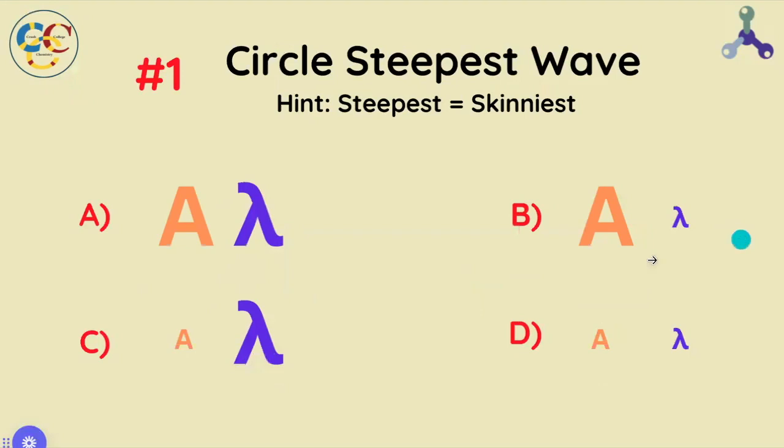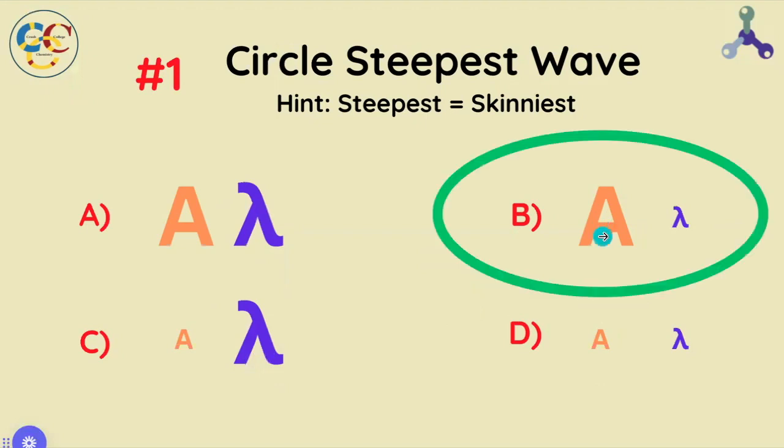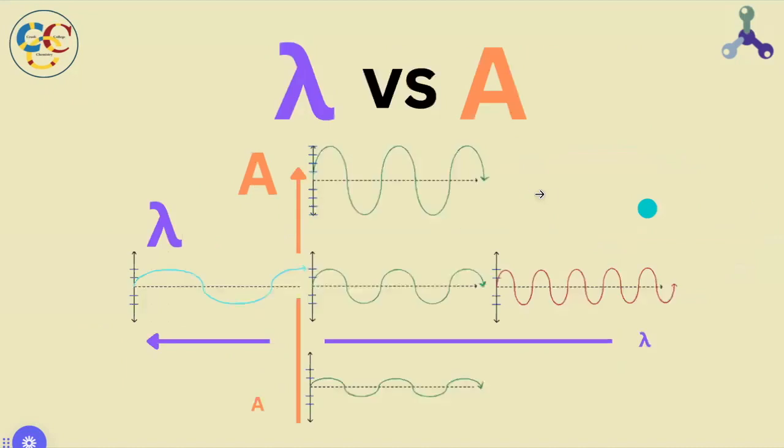Our first question is to circle the steepest wave. Are both the amplitude and wavelength big? Are they both small, or is one big and one small? So the correct answer is that we will maximize the skinniness of our wave when it has a large amplitude and a small wavelength. I highly recommend that you check out my video in the description on the relationship between amplitude and wavelength as it pertains to the shape of the wave.